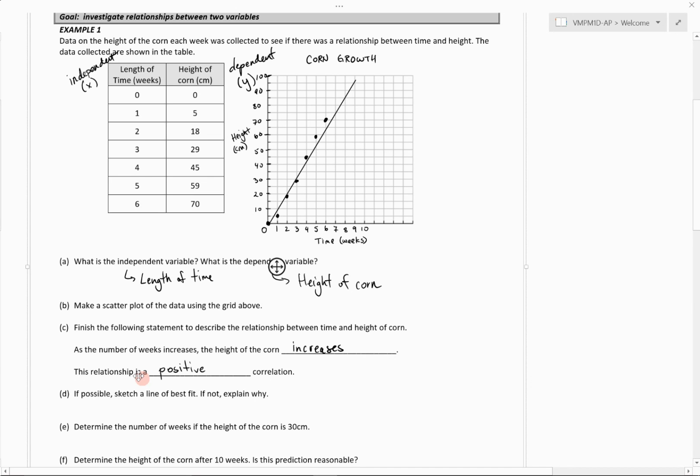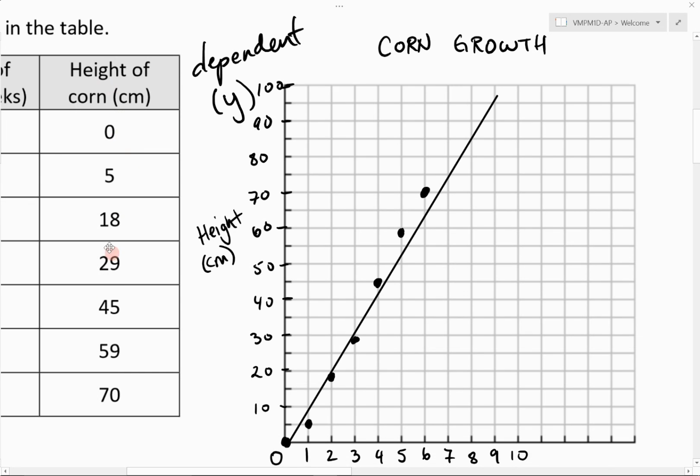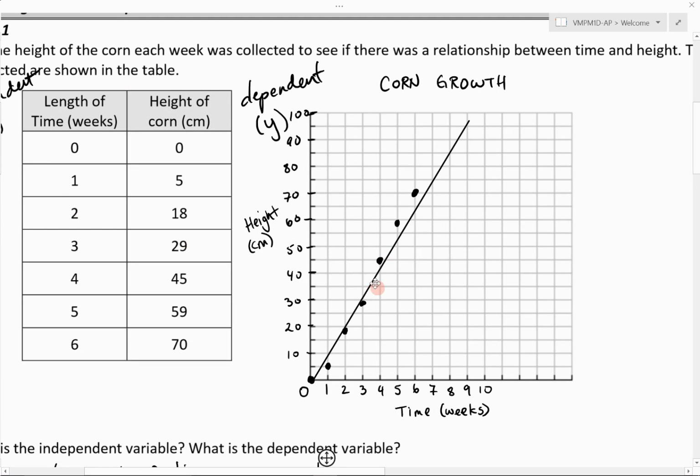Part E, determine the number of weeks if the height of the corn is 30 centimeters. So at 30 centimeters, let's zoom back in on our graph. We don't have a data point here. There's no data point on my table. Height of corn. Where's my 30? 29 is not exactly 30, although it's a good estimate. I'm going to use my line of best fit. So at 30, we're going to our line, and it looks like we reach about 3 weeks approximately. So, about 3 weeks, you get 29 centimeters. A tiny bit over 3 weeks might get you to 30.